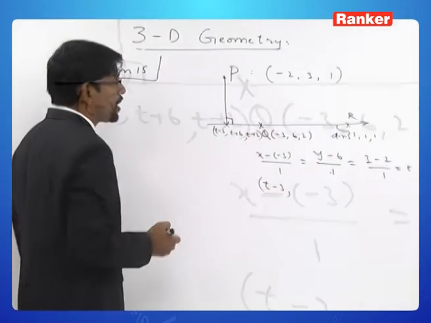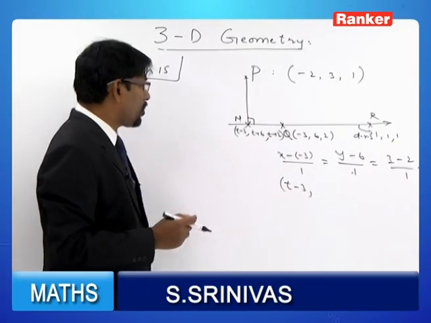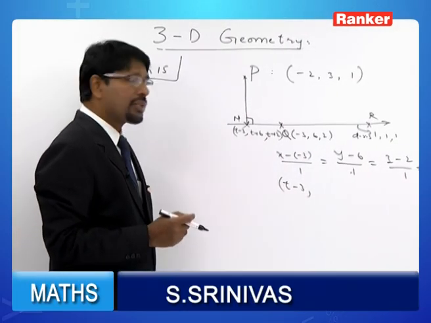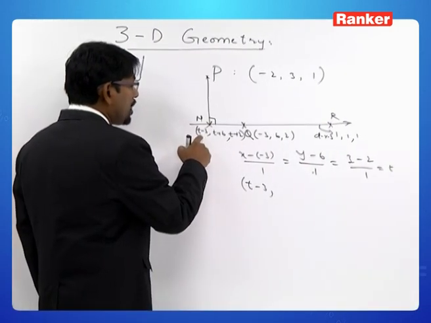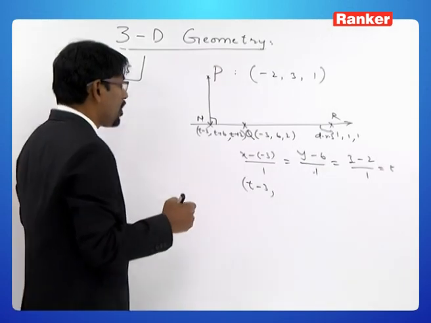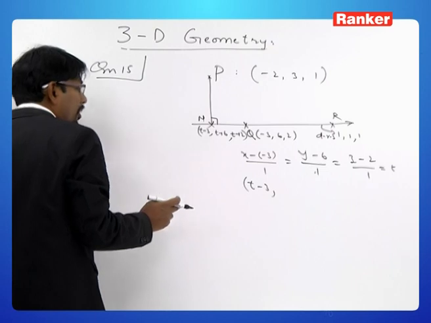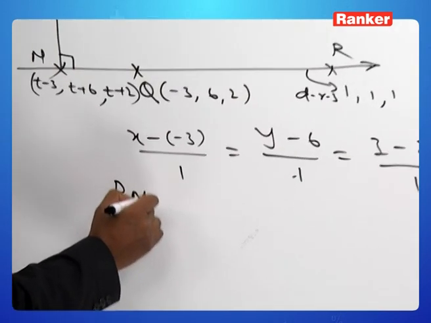So this foot of the perpendicular, let's call it M. M can be given by the coordinates t minus 3, t plus 6, and t plus 2. Now I need to find this t so that I can find the distance PM. So how do we do that? It's perpendicular to the QR line. Make use of that. PM is perpendicular to QR.